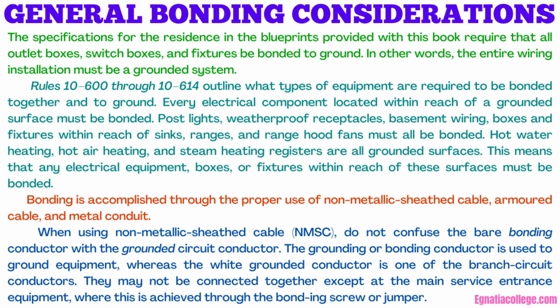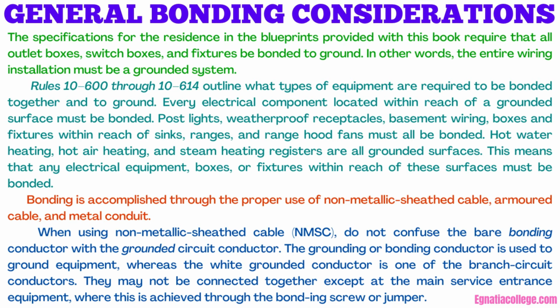Every electrical component located within reach of a grounded surface must be bonded. Post lights, weatherproof receptacles, basement wiring, boxes and fixtures within reach of sinks, ranges, and range hood fans must all be bonded. Hot water heating, hot air heating, and steam heating registers are all grounded surfaces. This means that any electrical equipment, boxes, or fixtures within reach of these surfaces must be bonded.